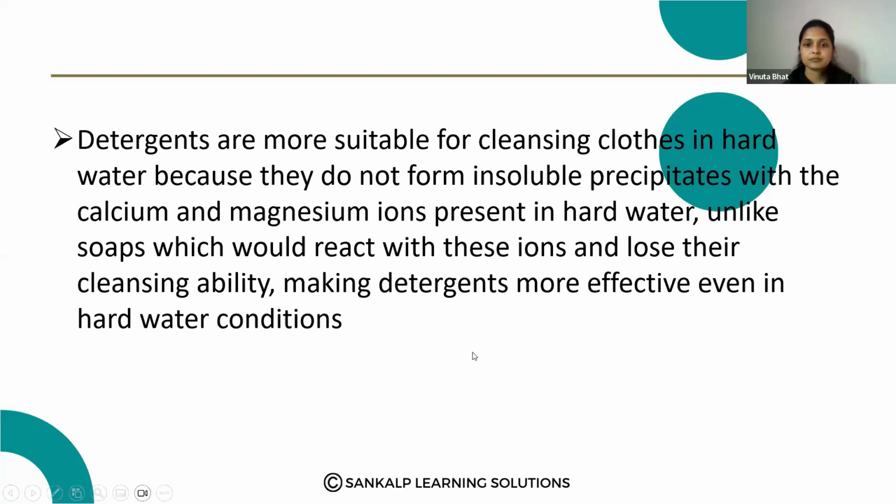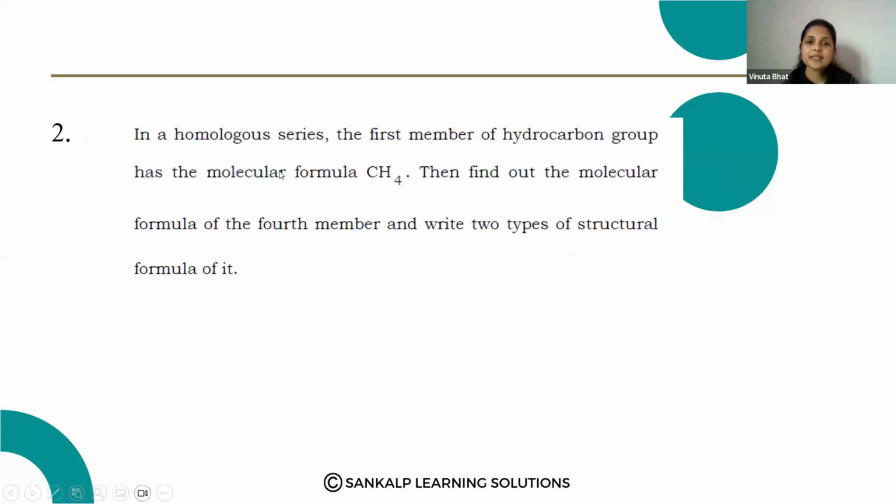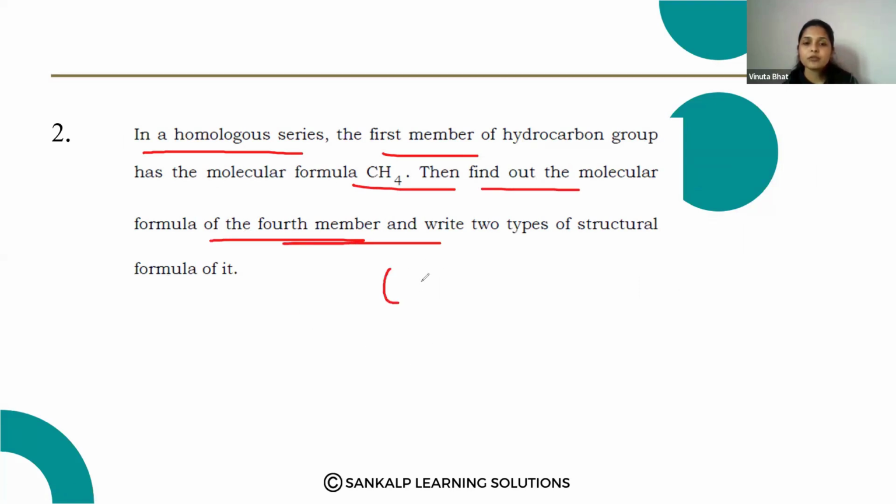Next question. In a homologous series, the first member of the hydrocarbon group has molecular formula CH4. Then find out the molecular formula of the fourth member and write 2 types of structural formula of it. Here, the first member is CH4. The fourth member means it has 4 carbon atoms, and we write 2 types of its structural formula.